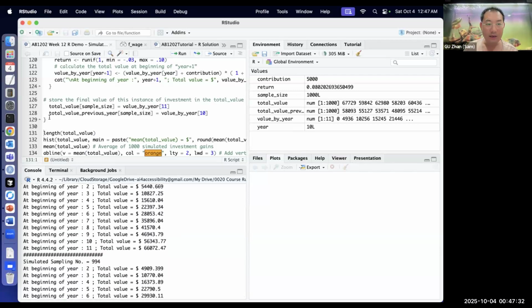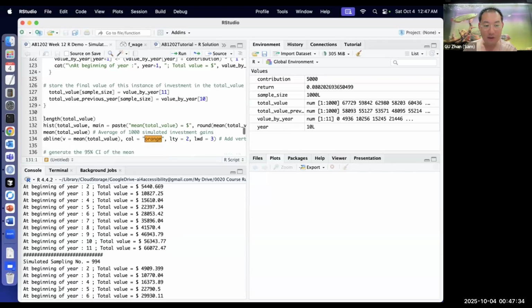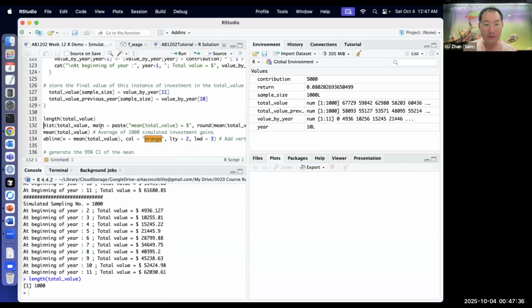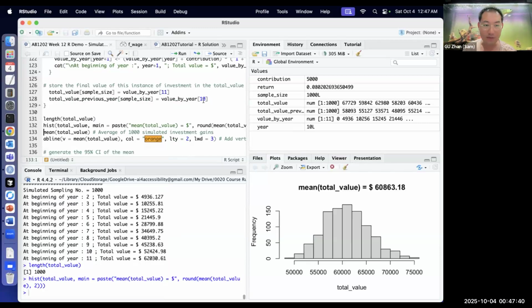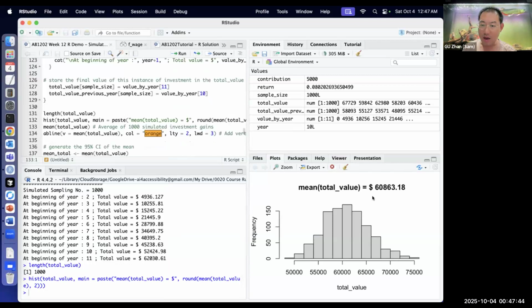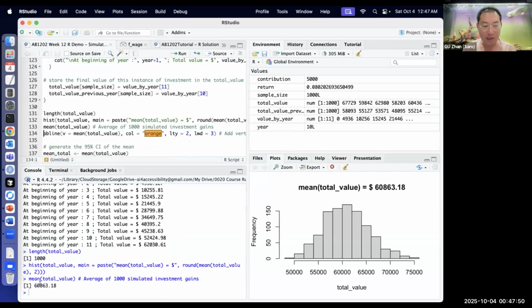So you have all of them, then you store them into the variable called total value. After that, you're going to look at total value. You have 1,000 of them. Let's have a look at the histogram of this total value, and the average of it. Average is 60863.